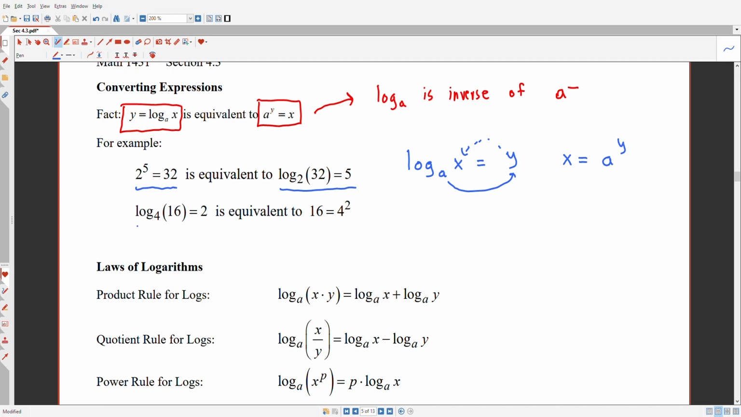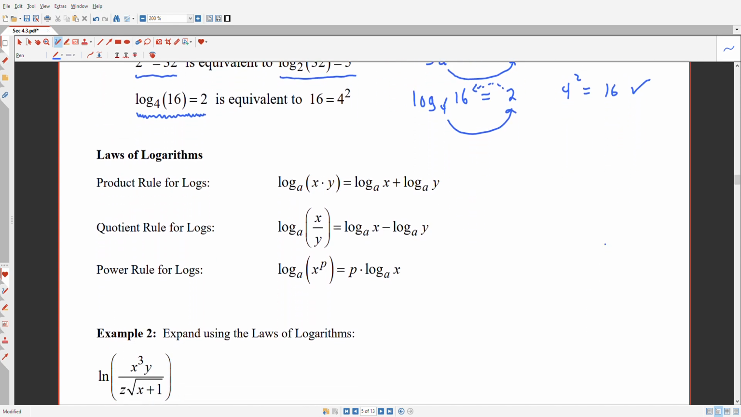If I try this with the second example down here that starts with a log equation, I'll have log base 4 of 16, which is supposed to equal 2. That equation is saying that 4 squared equals 16, which is maybe an easier equation to verify is true.